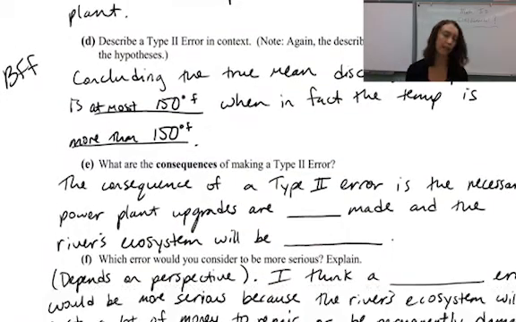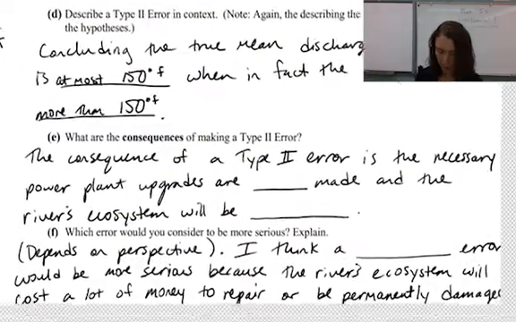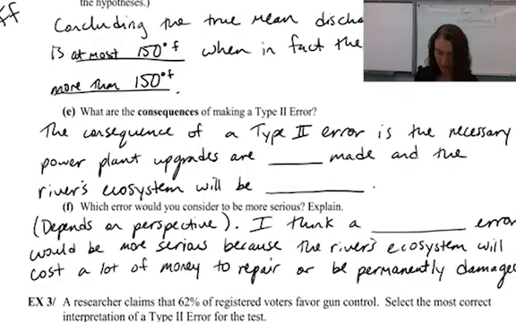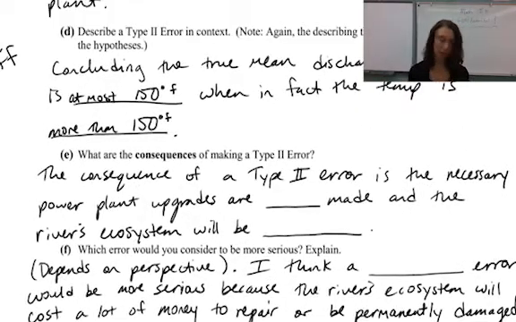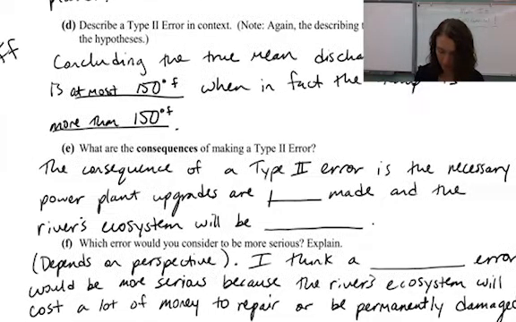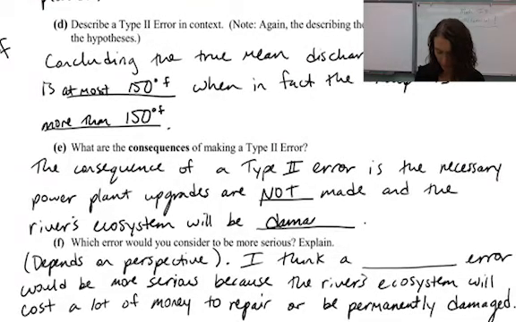Now, personally, I think that this is a worse error. The consequence of making this error, so we concluded that the water temperature was fine when in reality it wasn't. It means that the necessary power plant upgrades are not made and the river's ecosystem will be damaged. I love the earth, so this makes me sad.